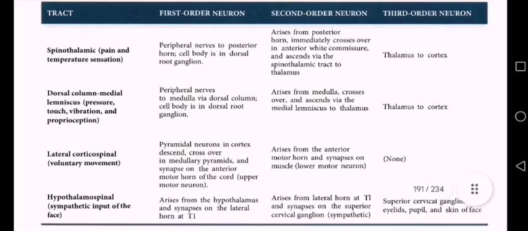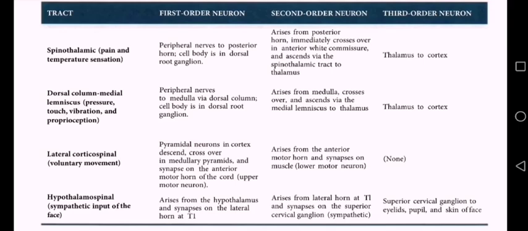So it's divided into first order neuron, second order neuron, and third order neuron. For the first tract, the first order neuron goes from peripheral nerves to the posterior horn. The cell body is in the dorsal root ganglion. The second order neuron arises from the posterior horn, immediately crosses over in the anterior white commissure, and ascends via the spinothalamic tract to the thalamus. And the third one, of course, is thalamus to cortex.